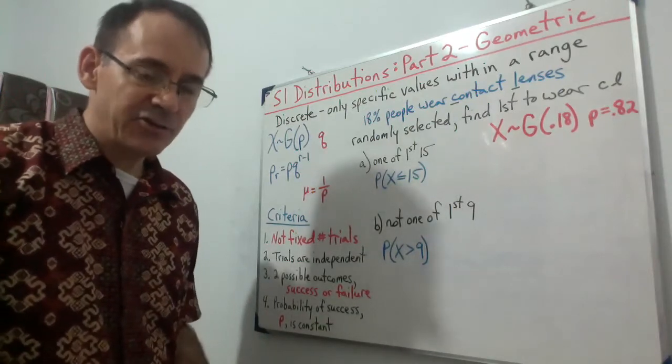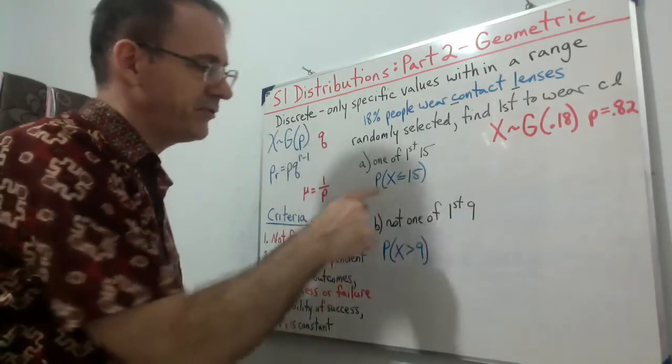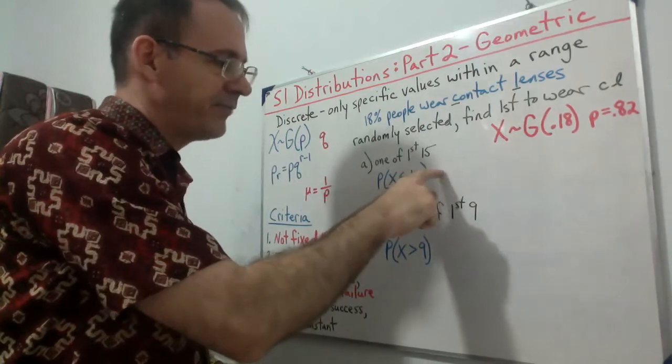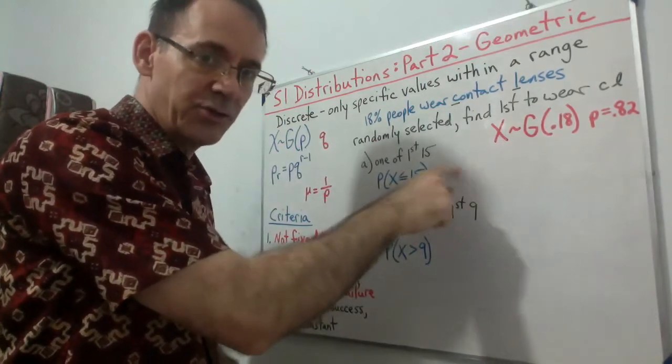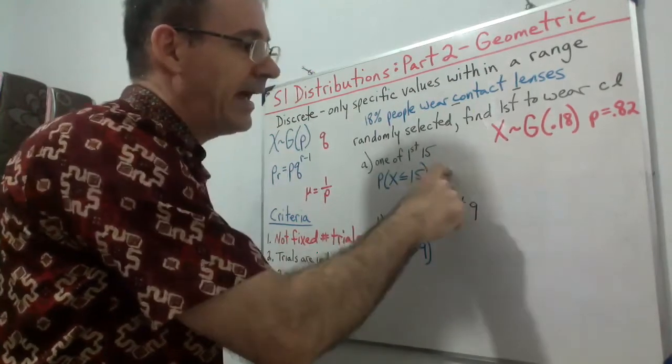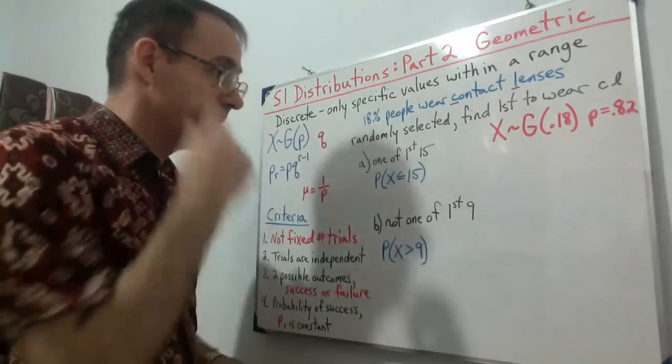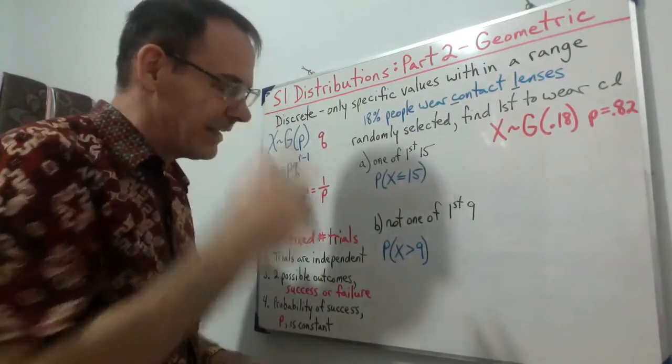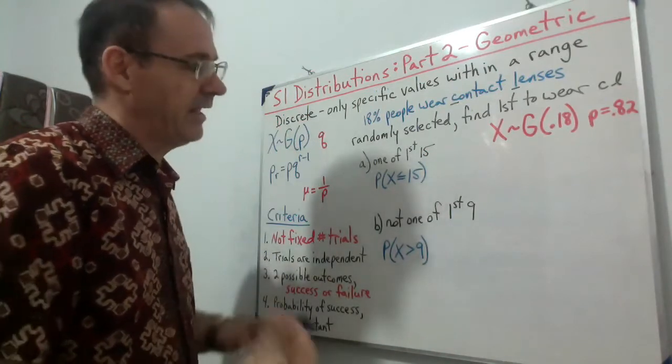And technically, you should be able to do that. You should be able to add up the probability of x equaling 1, x equaling 2, x equaling 3, all the way up to x equaling 15, and add them up together. But there is an easier way of doing it.